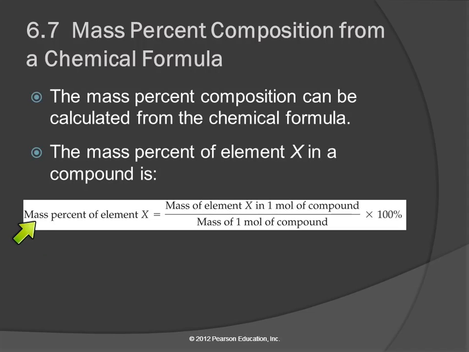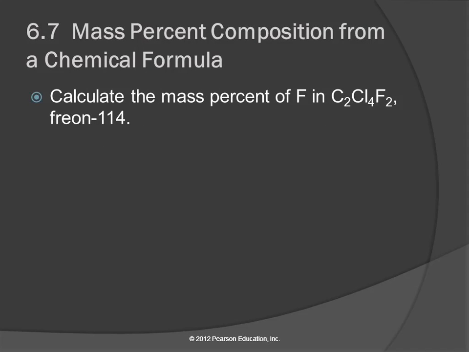If we're going to do it that way, the percent of element X, again, is going to be the mass of element X divided by the mass of the compound. But we have to decide how much compound we're going to be looking at. And then you multiply by 100%. So let's do an example.